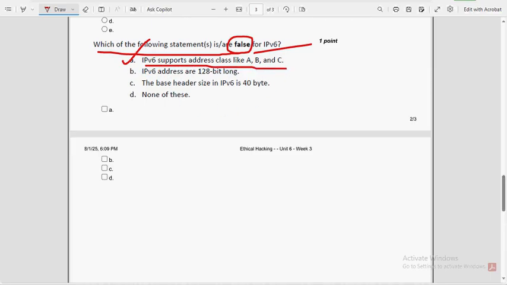So friends, these are the most probable solutions for the week 3 assignment of the course Ethical Hacking.